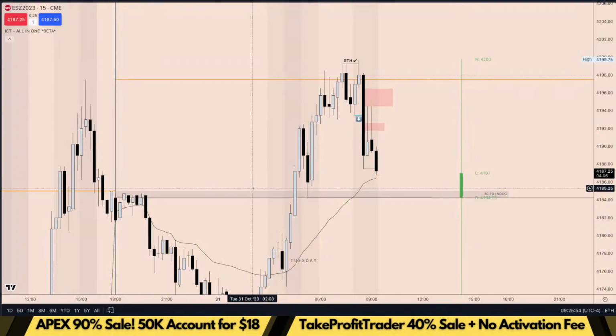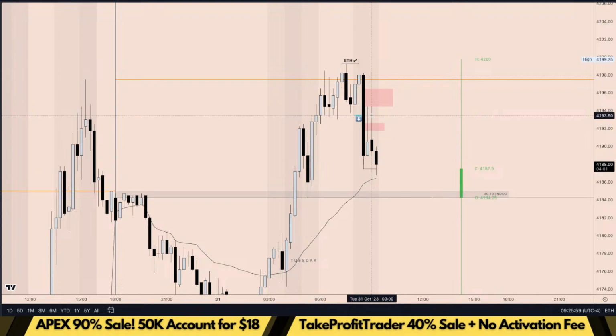37 points already here on NQ. On ES, entry on the breaker block. Already more than 5 points. Pretty good.